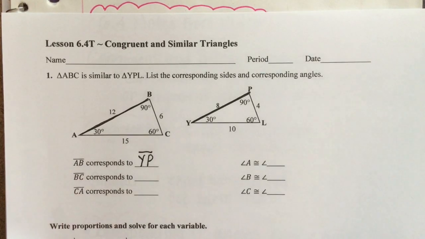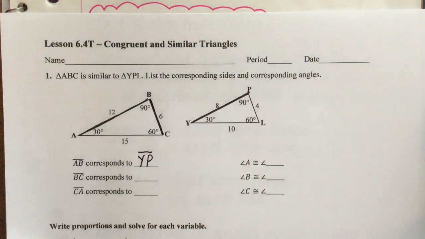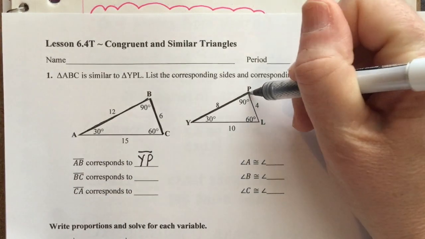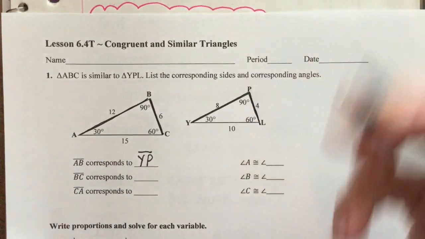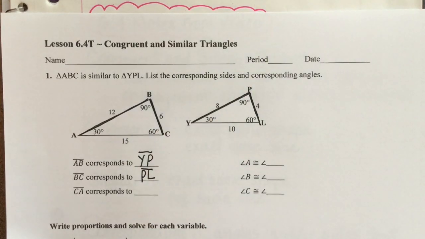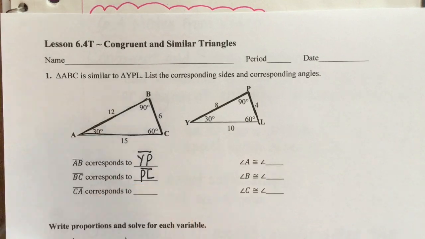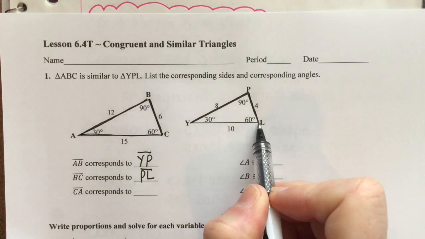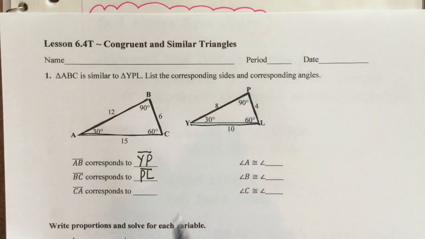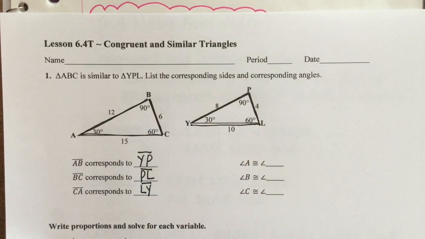The next one says BC. BC is this side here. The other side in the other triangle that's in that same spot is side PL. And then lastly, if I look at CA, that's this side here. The side that's in the exact same spot is side LY. Now notice I didn't write YL. I want to use the same format as the original side.